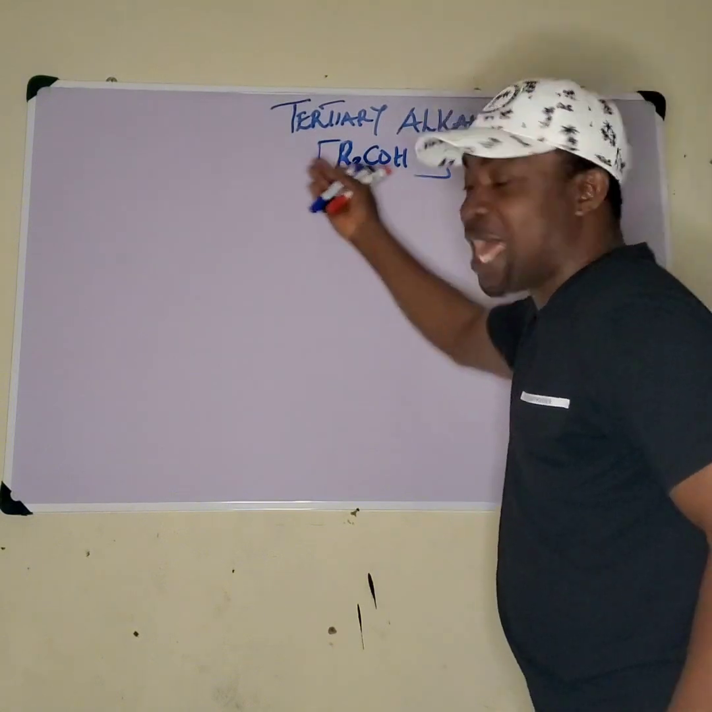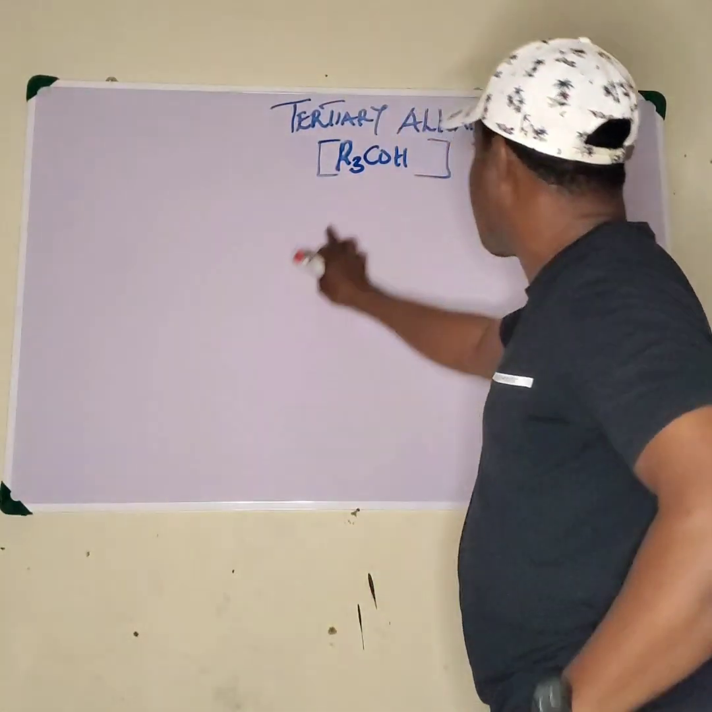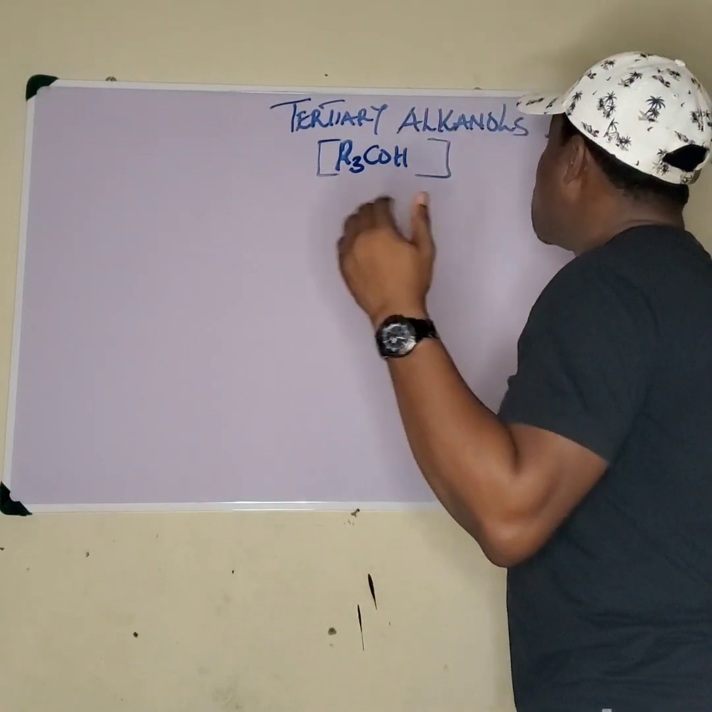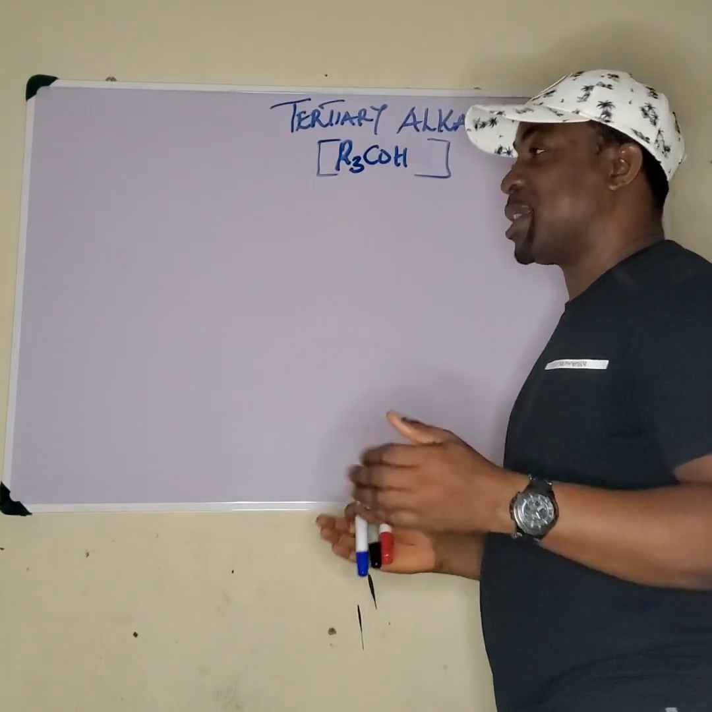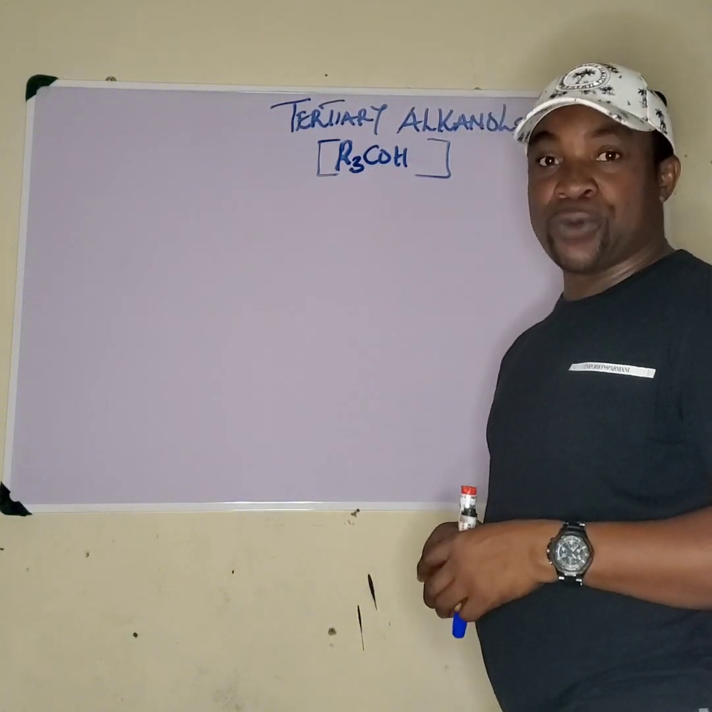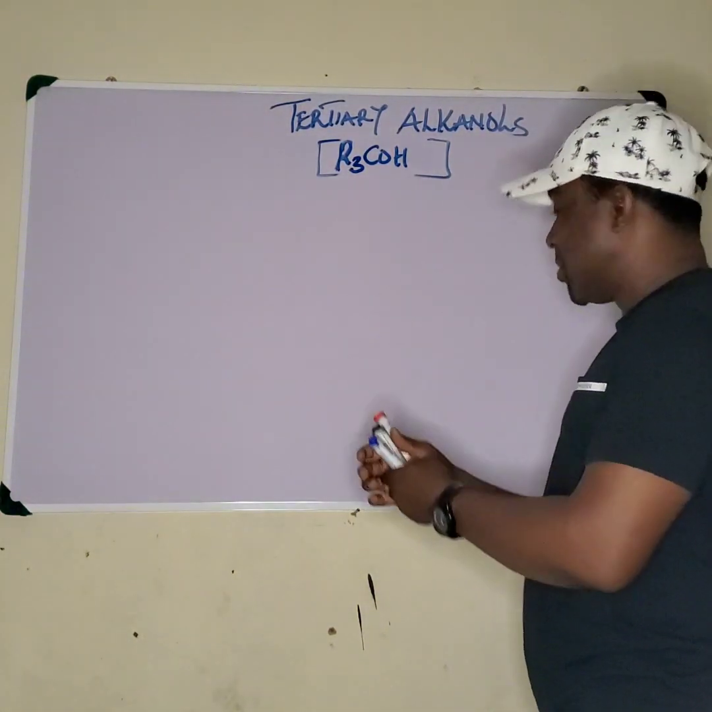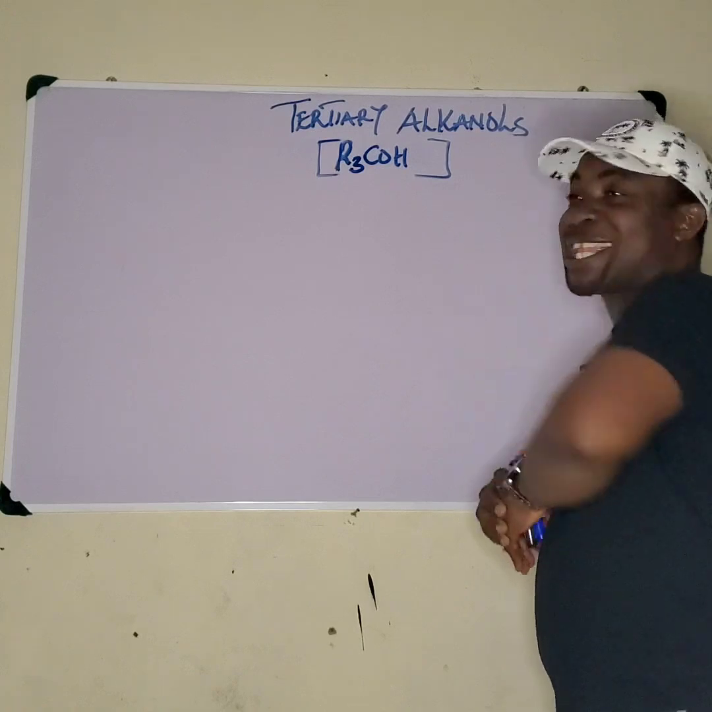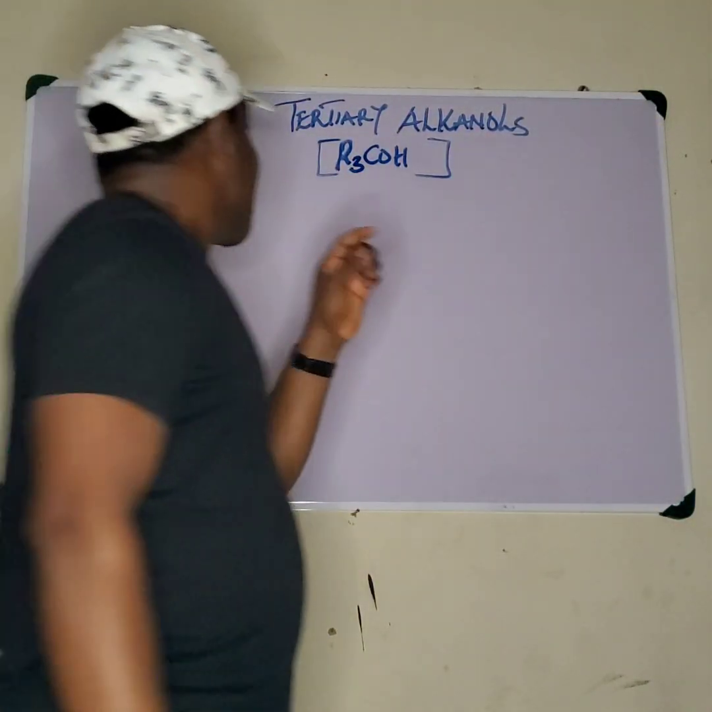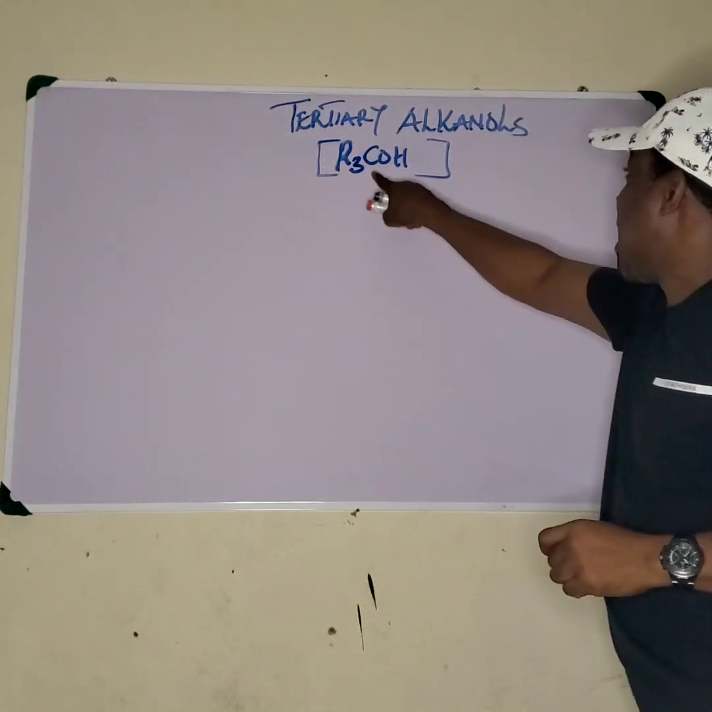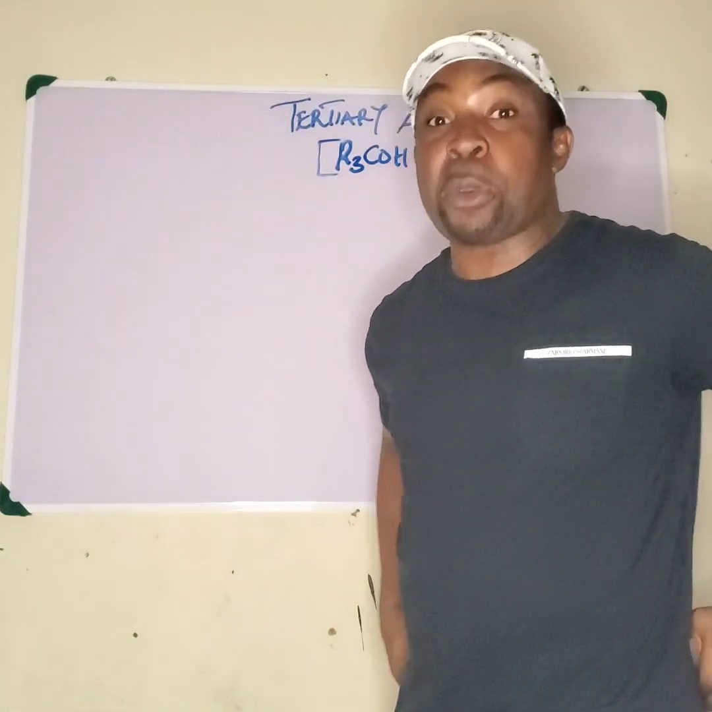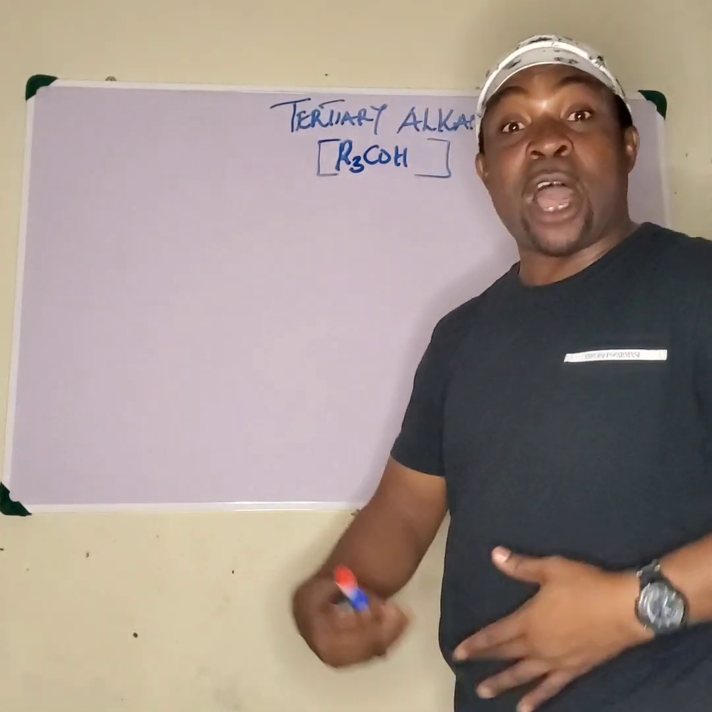And the general formula of tertiary alkanols is R3COH. And I've always told you that R represents the alkyl group or the phenyl group. And look at this, that the OH is attached to only one carbon atom, and that is to say that H has no direct contact with the carbon atom here. This is very, very important in terms of their chemical reactions, in terms of their oxidation.